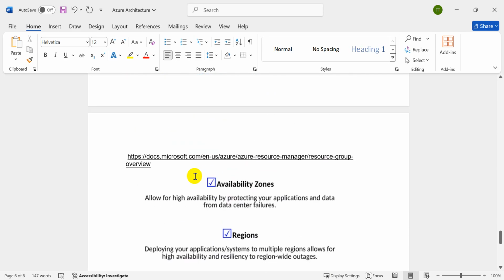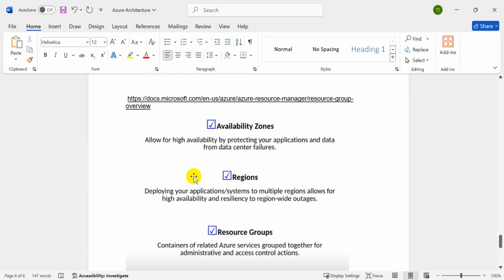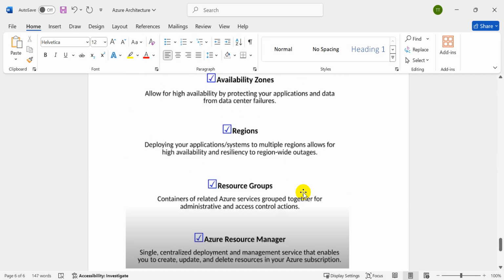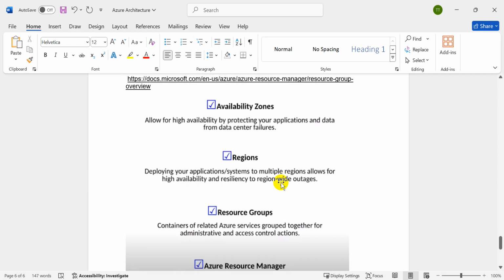Now, what we have discussed in this: availability zones, regions, the resource group, and Azure Resource Manager. In short, if someone asks, availability zones allow for high availability, protecting your application and data from data center failure. It is kind of a backup, we can say. If one fails, you have another ready that you can take, so there is no impact.